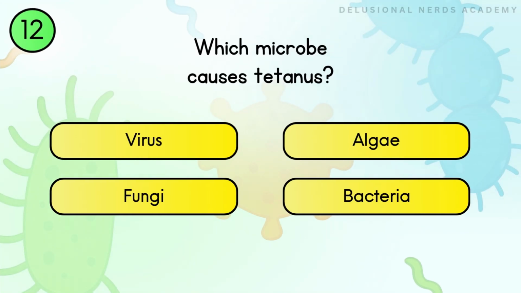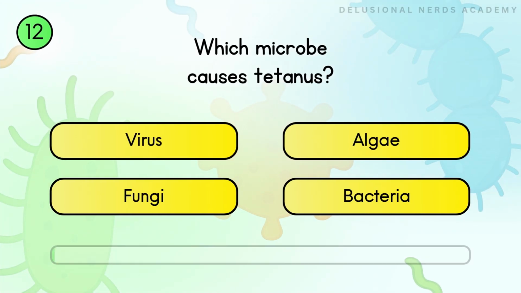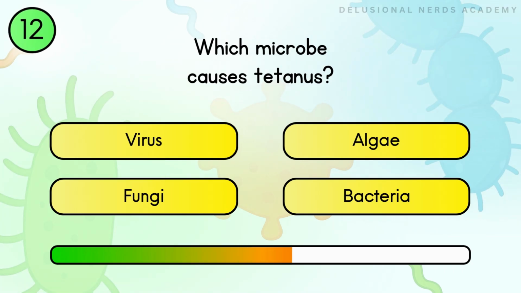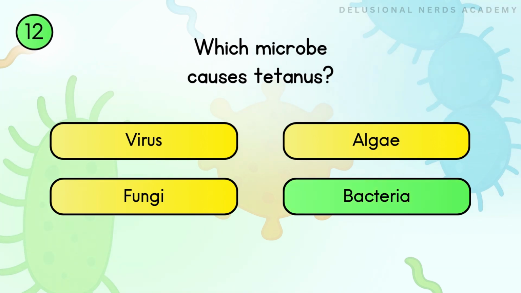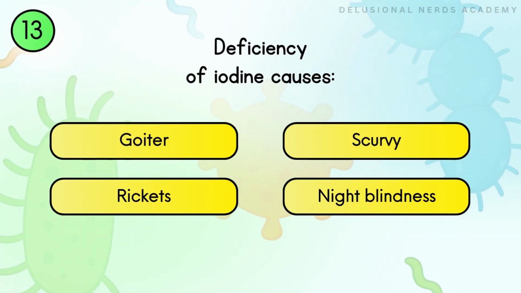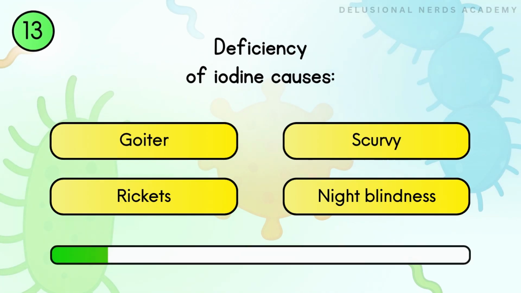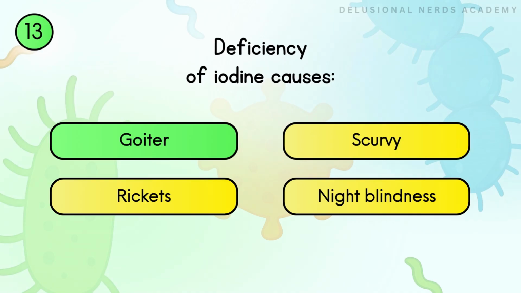Which microbe causes tetanus? Tetanus is caused by bacteria. Deficiency of iodine causes? Lack of iodine is the primary cause of goiter.